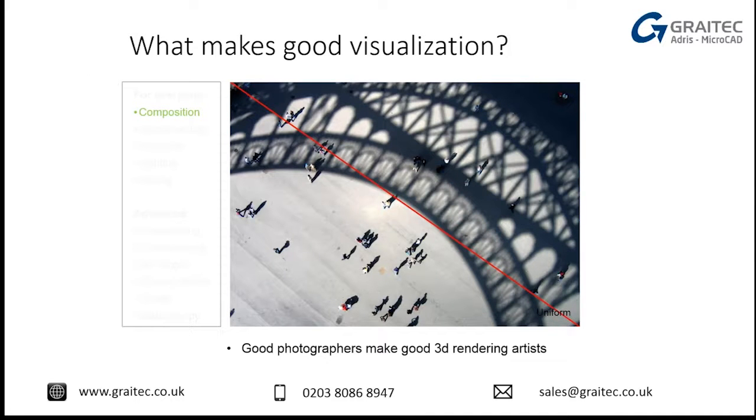So what do we mean by composition? A photographer is very good at seeing angles and lines within scenes. So how we actually composite this. Quite often we do say that a photographer will always make a good visualizer, because all we're doing within the software is basically creating an artificial photo, really. So we need the skills to understand that. If you've got a good eye for a photograph, you're going to have a good eye as a visualizer as well.